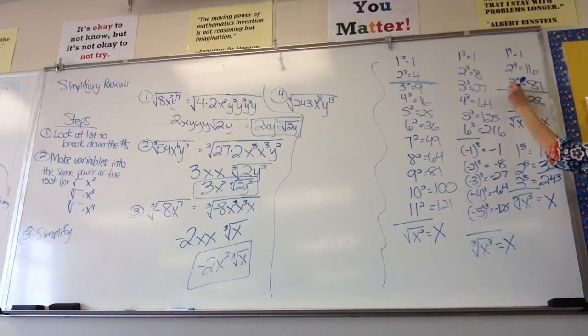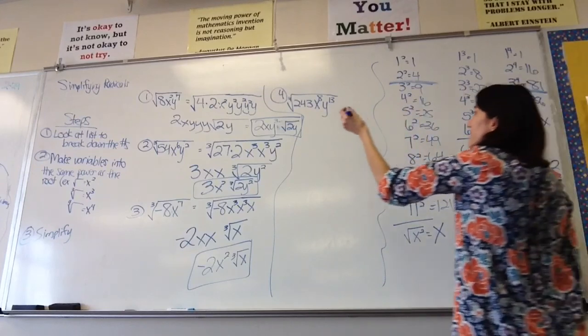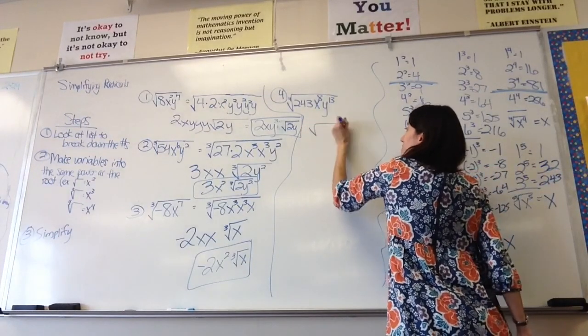It's 256. Okay, chances are you're going to have to use your calculator. Which one is the biggest one that divides into 243? 81 goes in 3. Okay, 81 times what? 3.